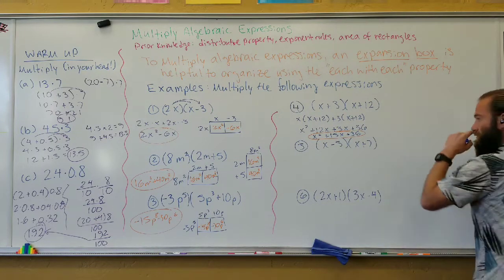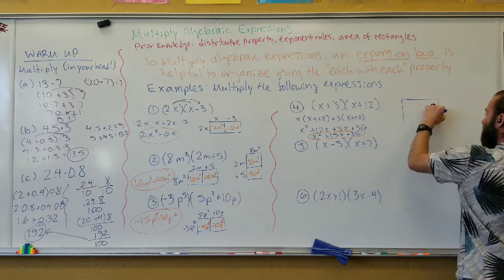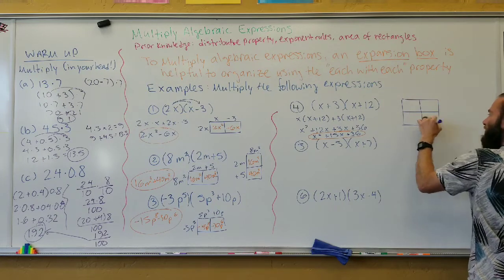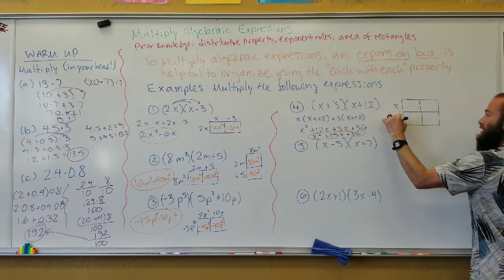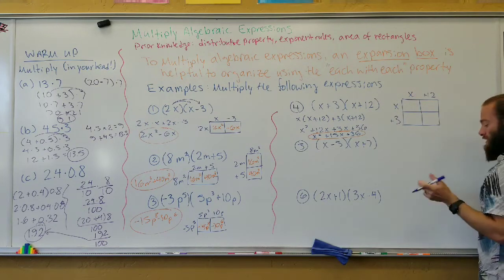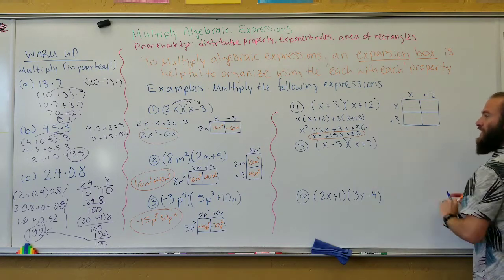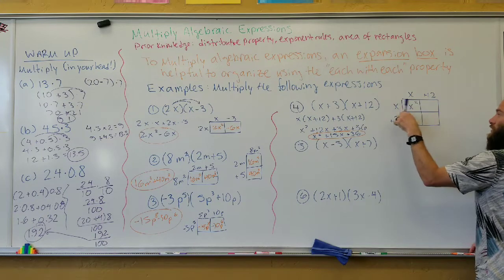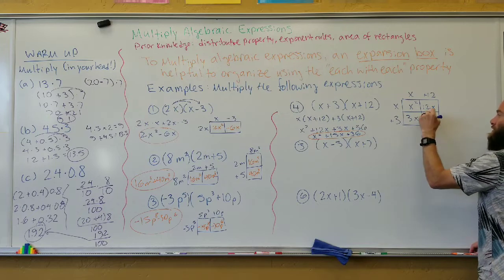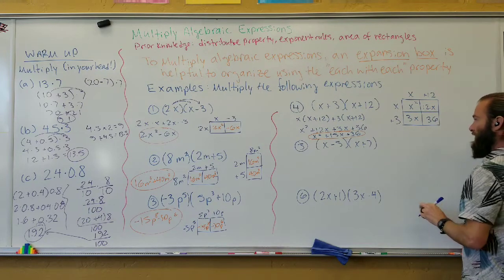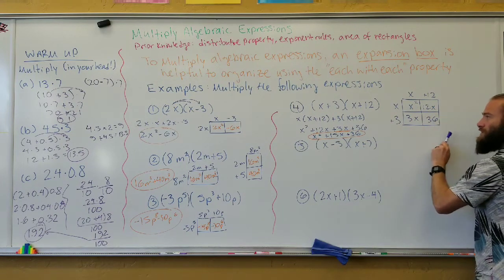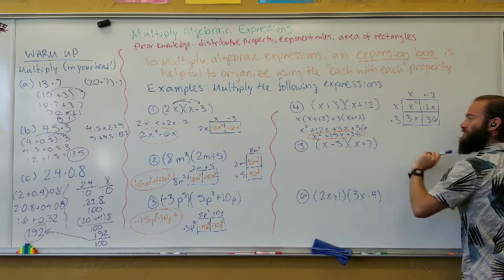And this is where expansion boxes are really helpful. Because we have 2 terms and 2 terms, this ends up needing 2 rows and 2 columns. So I can do my x plus 3 and my x plus 12 here, and watch, we're going to get the same things as I got here. x times x is x squared, x times 12 is 12x, x times 3 is 3x, and then 3 times 12 is 36. The area of the whole thing is this plus this plus this plus this. Guess what? x squared plus 12x plus 3x plus 36.